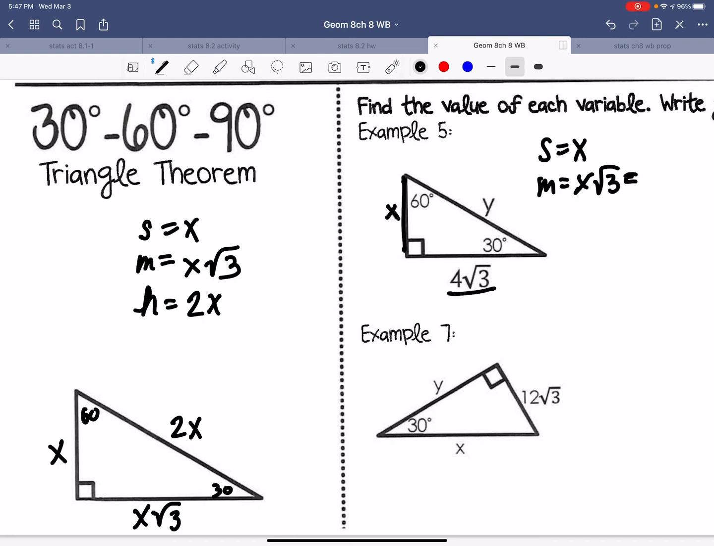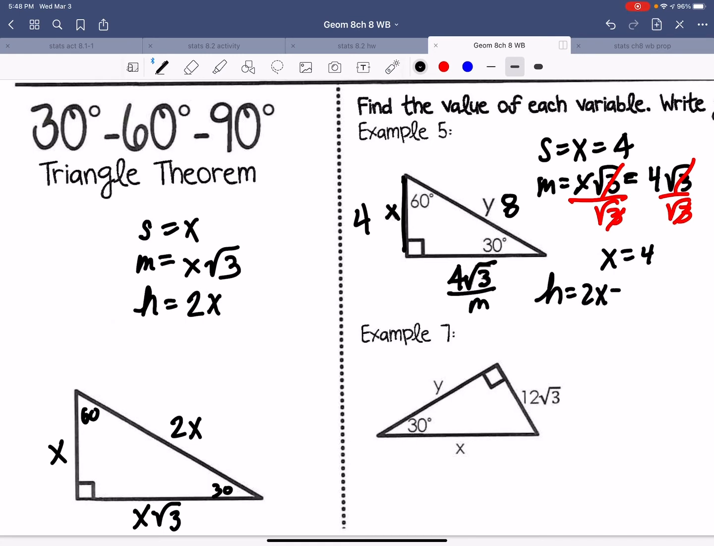So here our medium side is 4 times the square root of 3. So if we divide by the square root of 3 on both sides, we'll notice we could have used the pattern. X here is 4, so we should have seen the pattern. If that's 4, that's 8, and that's 4 times the square root of 3. So the hypotenuse is just whatever 2 times x is. So we know what x is, so we can plug it in there. 2 times 4 is 8.